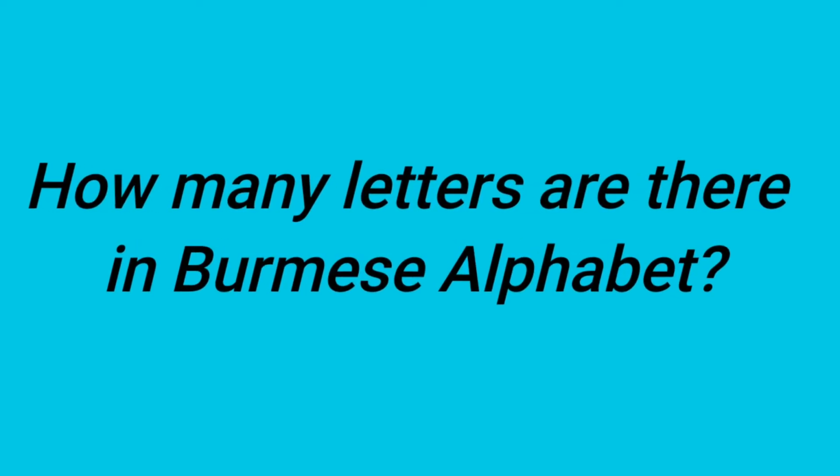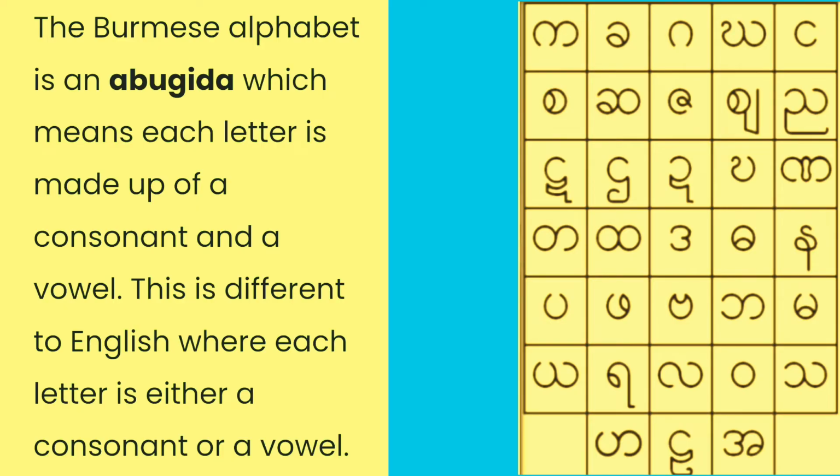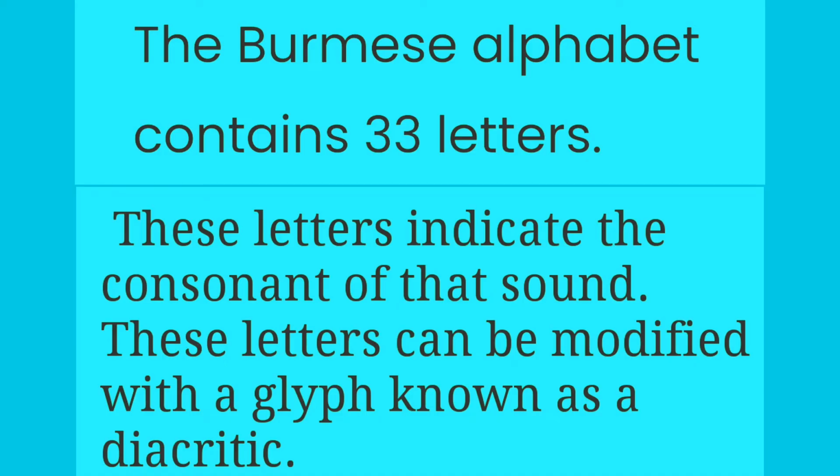How many letters are there in the Burmese alphabet? The Burmese alphabet is an abugida, which means each letter is made up of a consonant and a vowel. This is different to English, where each letter is either a consonant or a vowel. The Burmese alphabet contains 33 letters.